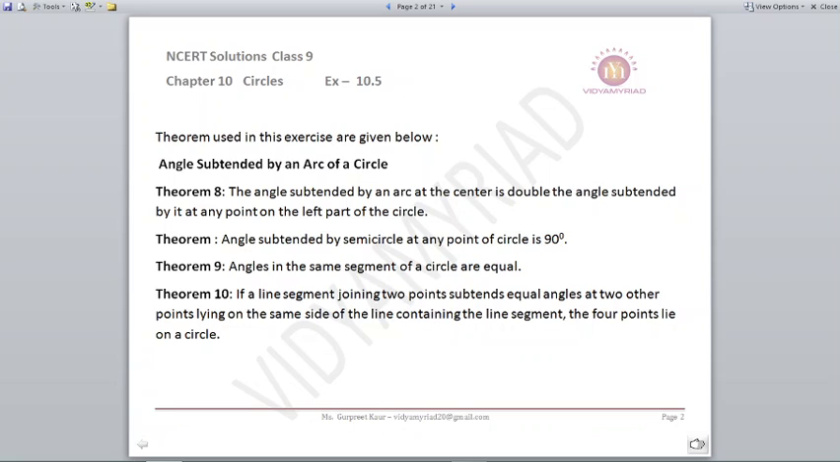Next theorem is angle subtended by a semicircle at any point of the circle is 90 degrees. Angles in the same segment of a circle are equal. If a line segment joining two points subtends equal angles at two other points lying on the same side of the line containing the line segment, the 4 points lie on a circle.